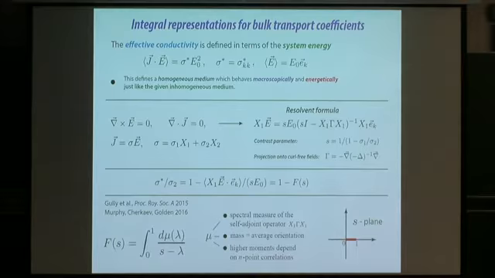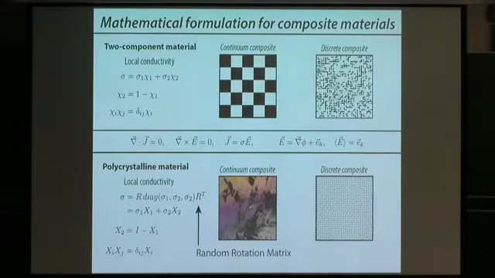Yes? What's x1? Is it the gradient of the... No, x1 and x2 are just matrices. If it's a vertically oriented crystal, x1 is going to be 1, 0, 0 with all zeros, and then x2 is going to be 0 with the ones there. So they're just matrices.